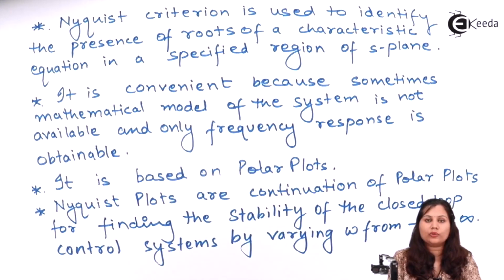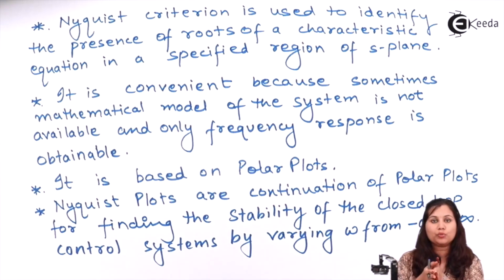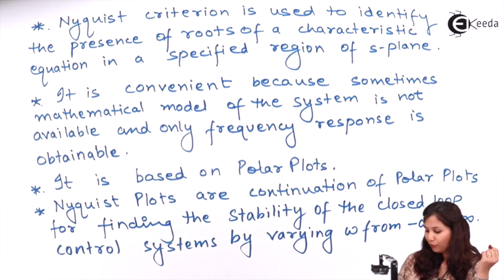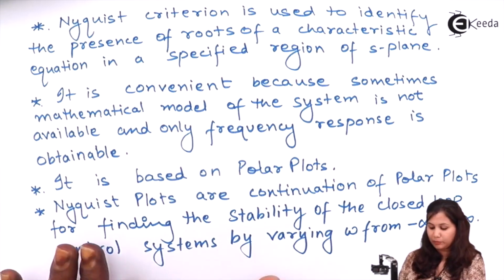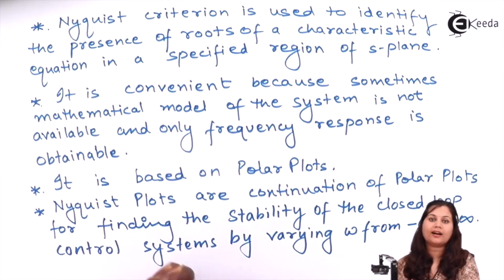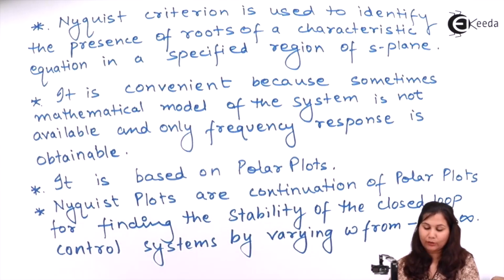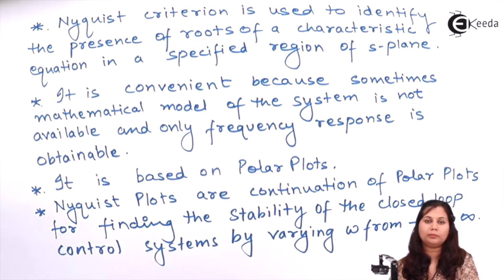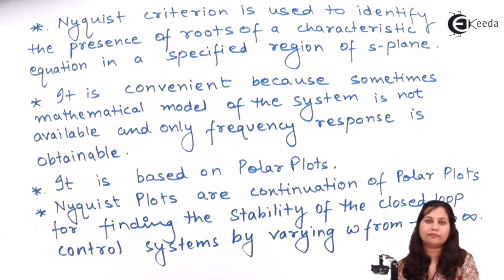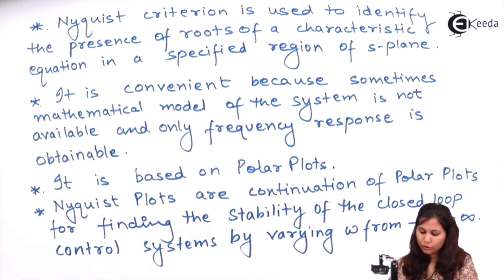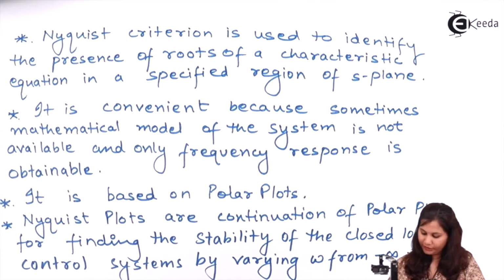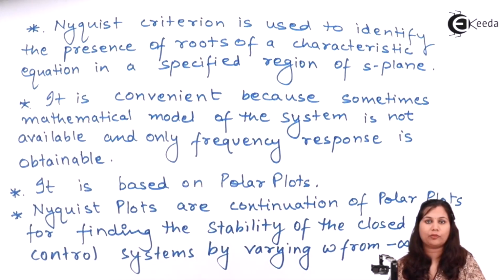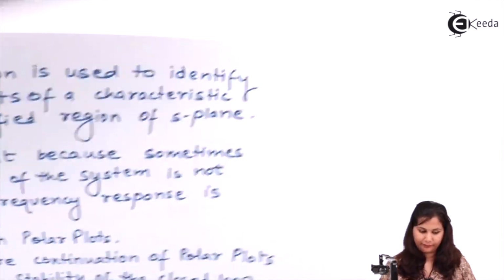In polar plots also, we plot the magnitude and the phase angle of the transfer function, and we vary the value of omega. So these Nyquist plots are just, we can say, a continuation of the polar plots. In Nyquist also, we are going to first plot the polar plot, and then we are going to add some further steps to this. So these Nyquist plots are based on the polar plots, and the value of omega is varying from minus infinity to infinity.